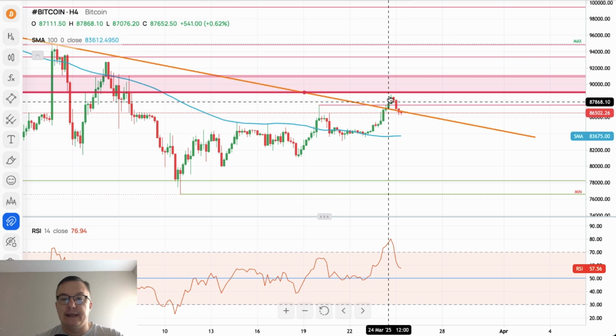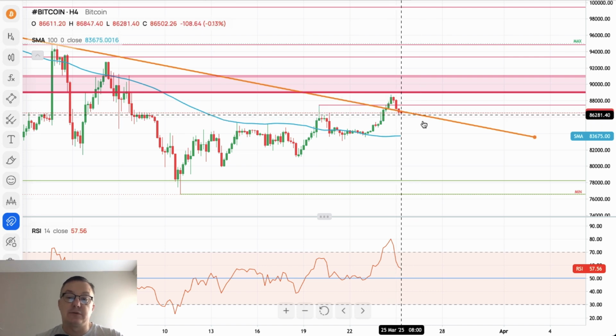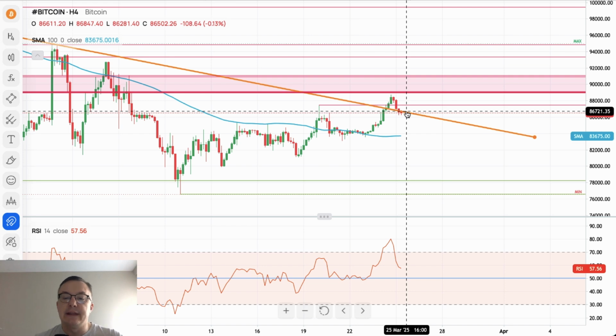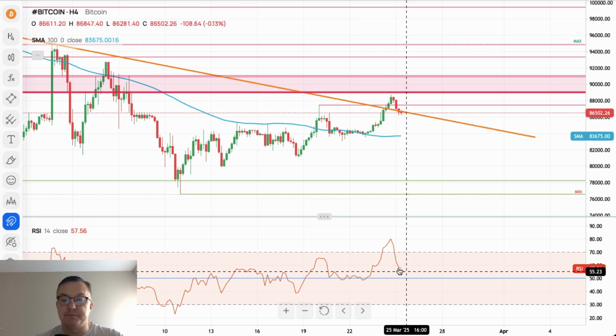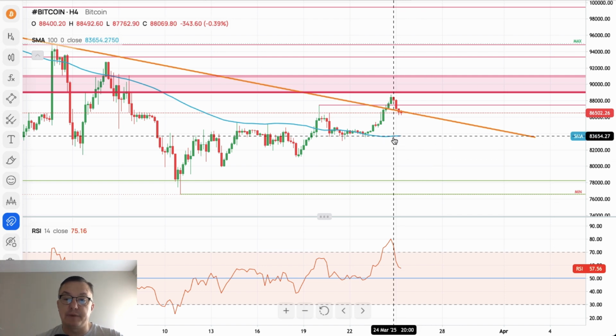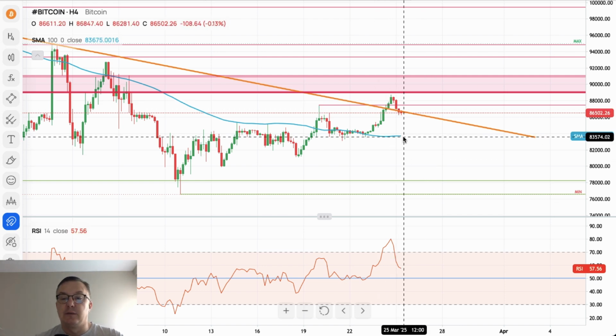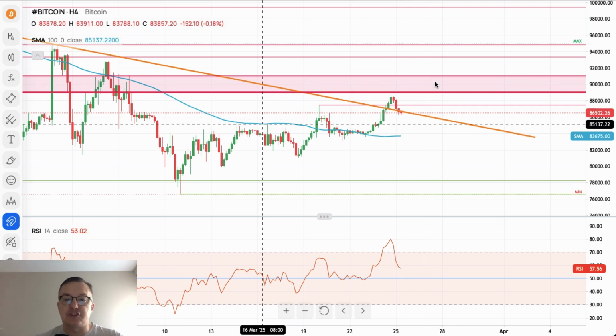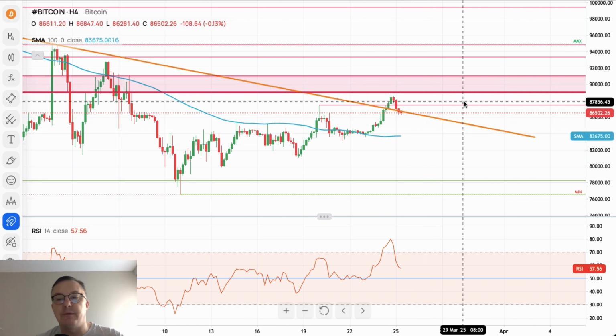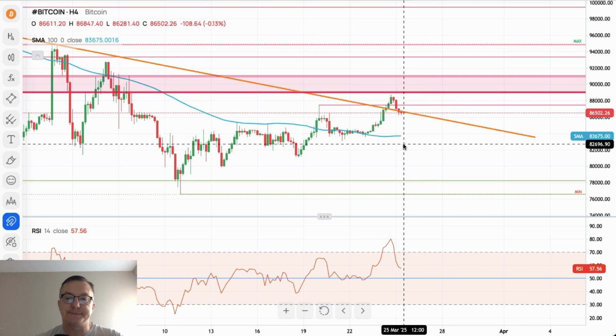We got almost the hit of the lower level of the supply zone, and then instant reversal to test that trend line. Now we are coming off the extremely overbought market conditions back towards the level of 57 points only. If we break back below the trend line, we would likely hit the 100 periods moving average at 83,675 yet again. So it's all about the trend line and the supply zone. For now, it looks quite good for the bulls.